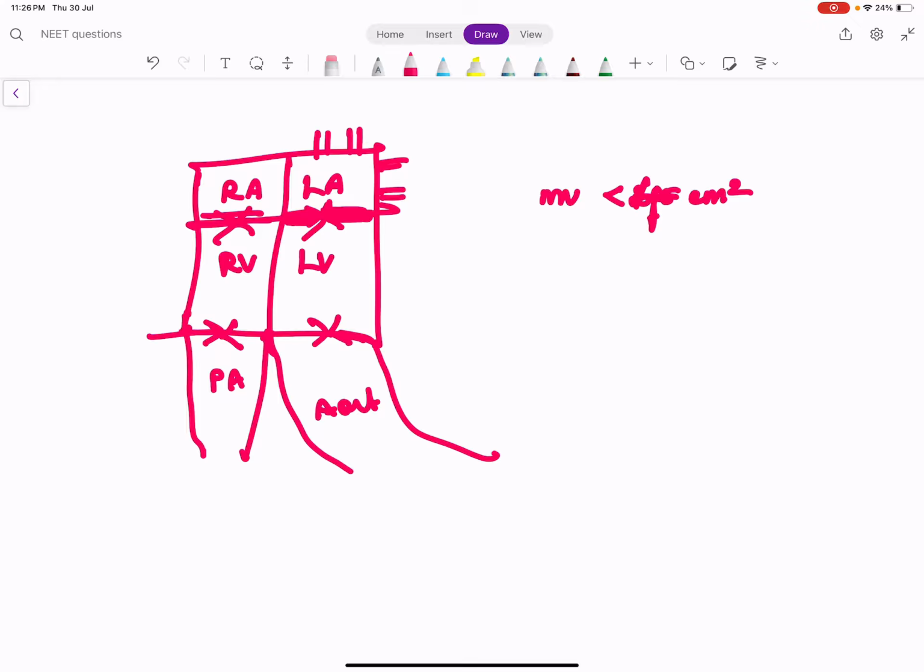What happens in AR? Normally, during ventricular diastole, blood should not flow back from the aorta to the LV. But when aortic valve becomes leaky, during early diastole, during isovolumetric relaxation, blood flows from the aorta to the left ventricle. So again, LV becomes overloaded. So MR and AR are volume overloaded conditions. So volume overloaded conditions lead to high output cardiac failure. Okay, so likewise you can frame.